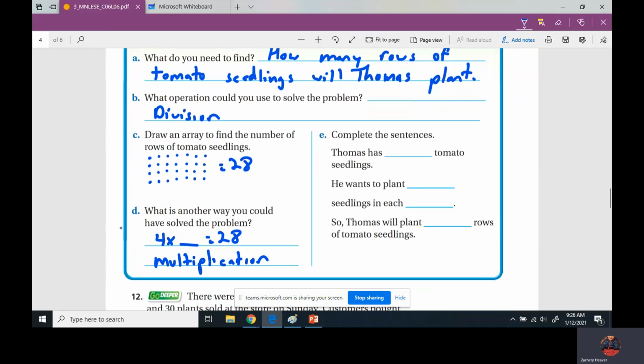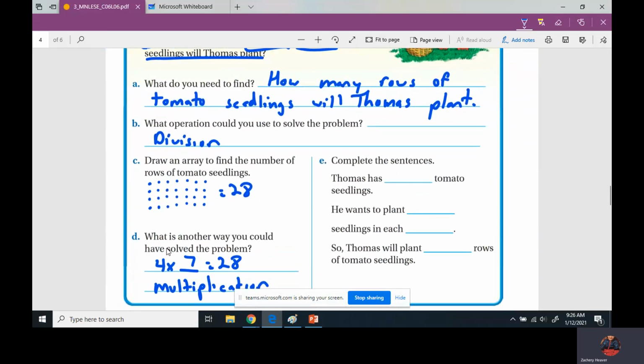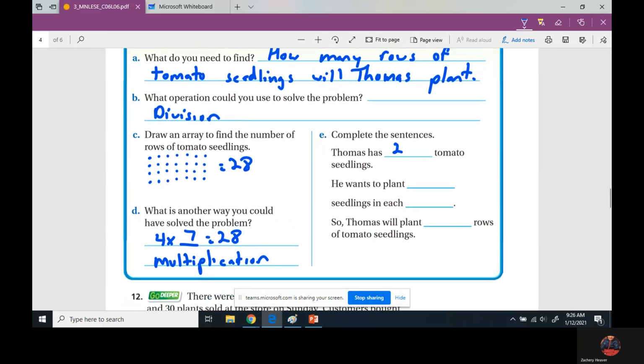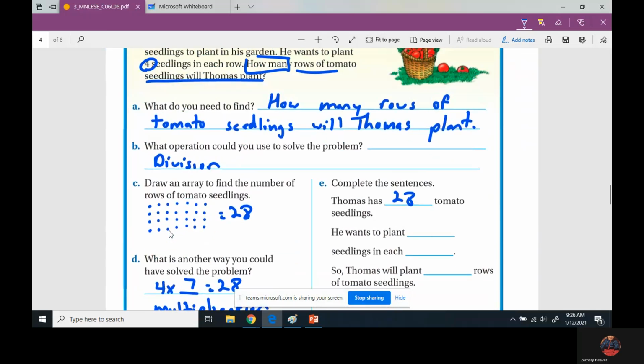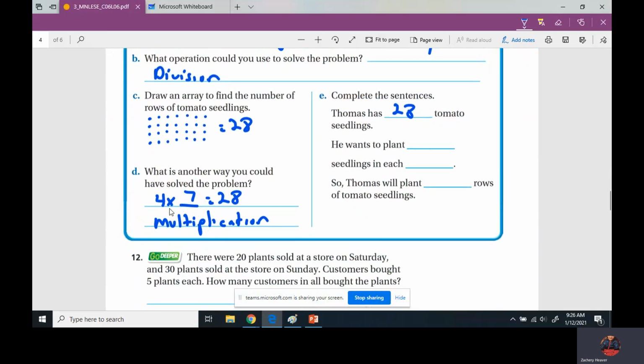And we know that we have 1, 2, 3, 4, 5, 6, 7 rows. So Thomas has how many tomato seedlings? He has 28. He wants to plant 4 seedlings in each row. How many rows will he plant? Well, we know that's going to be 7, because he has 4 and he has 7 across.